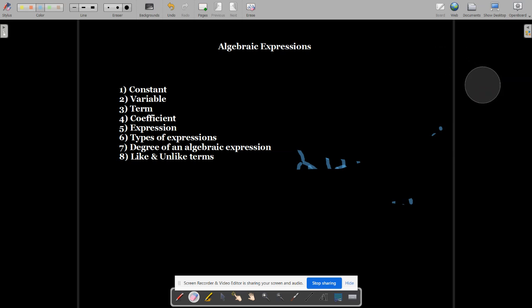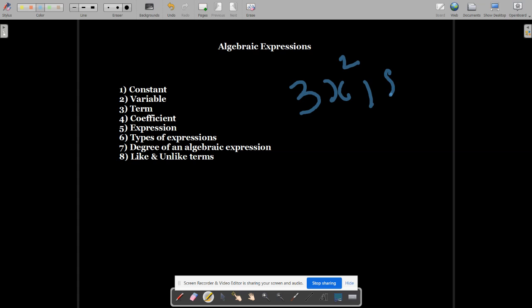Next is like and unlike terms. Like terms are the terms whose literals are the same. See, 3x square, 8x square. If you observe, in both the terms, the literal is x square. So, the terms whose literals are the same are called like terms.